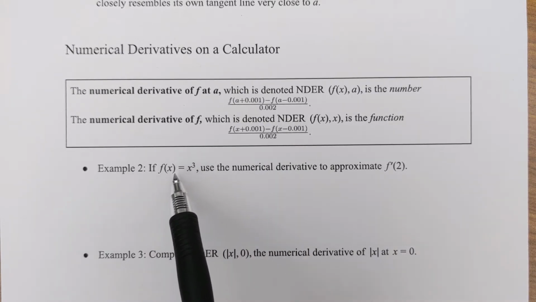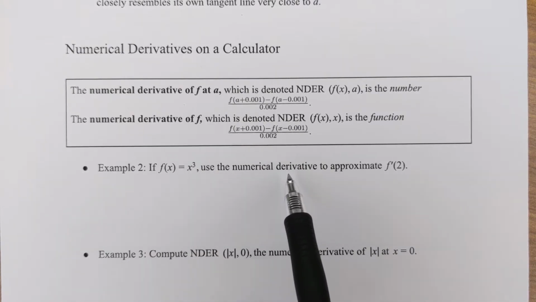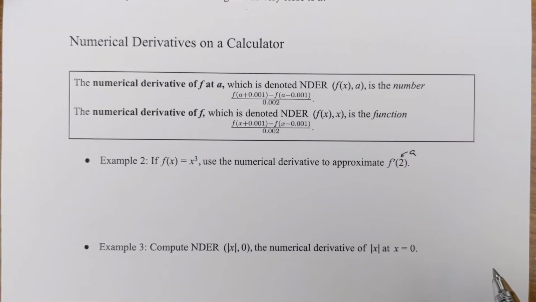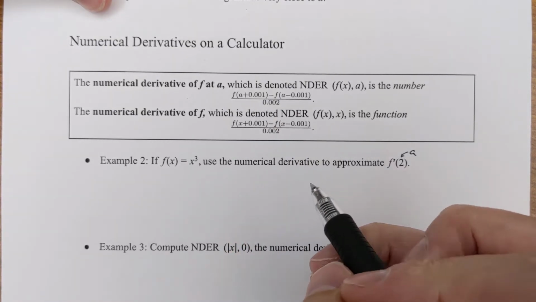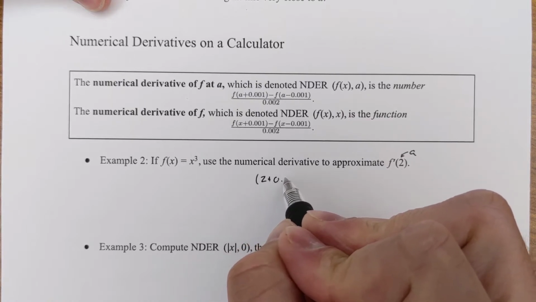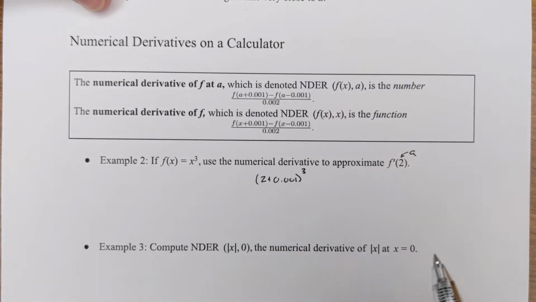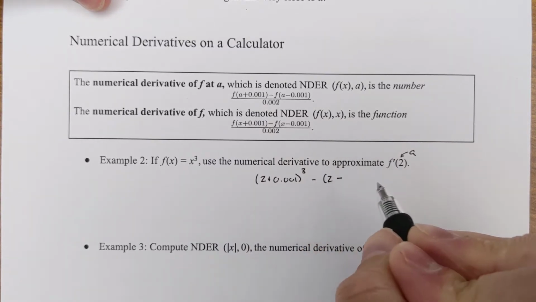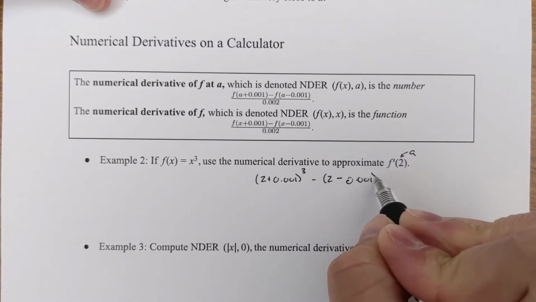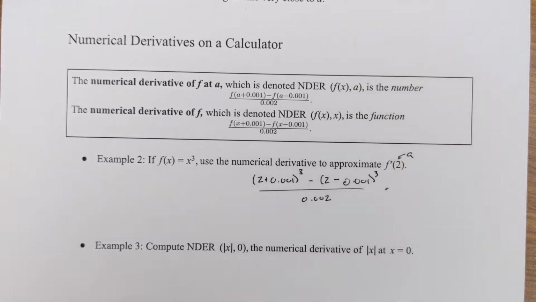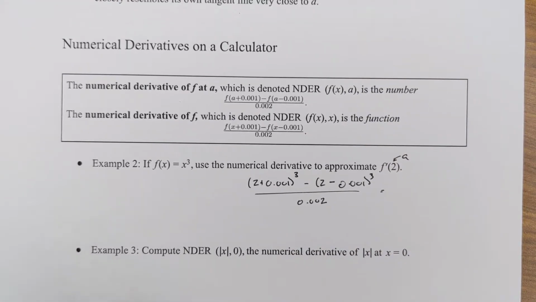So example 2: if f of x equals x cubed, approximate f prime of 2. So 2 is my a value. Using this, f of a plus would be (2 plus 0.001) cubed, minus (2 minus 0.001) cubed, all over 0.002. And those are all just calculator problems. So let's go to my calculator, and we'll do it all.